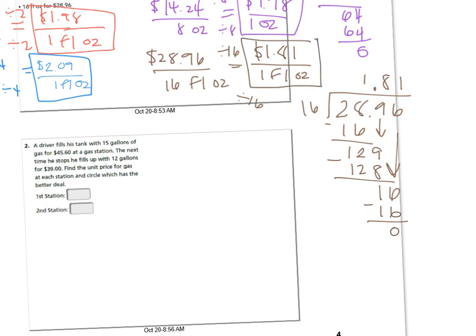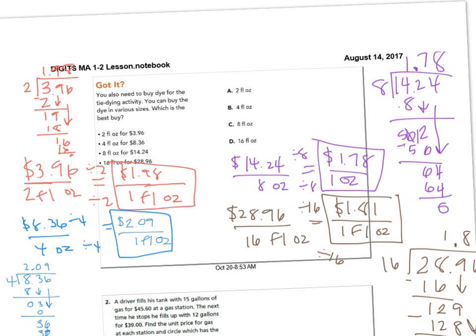So now I just have to determine which one's the better buy, which one's the cheapest. So the best buy would be my cheapest one. It's looking like that is my $1.78 for 1 ounce. So that one was the 8 ounces for $14.24. So that would be my 8 fluid ounces. So my answer is C.